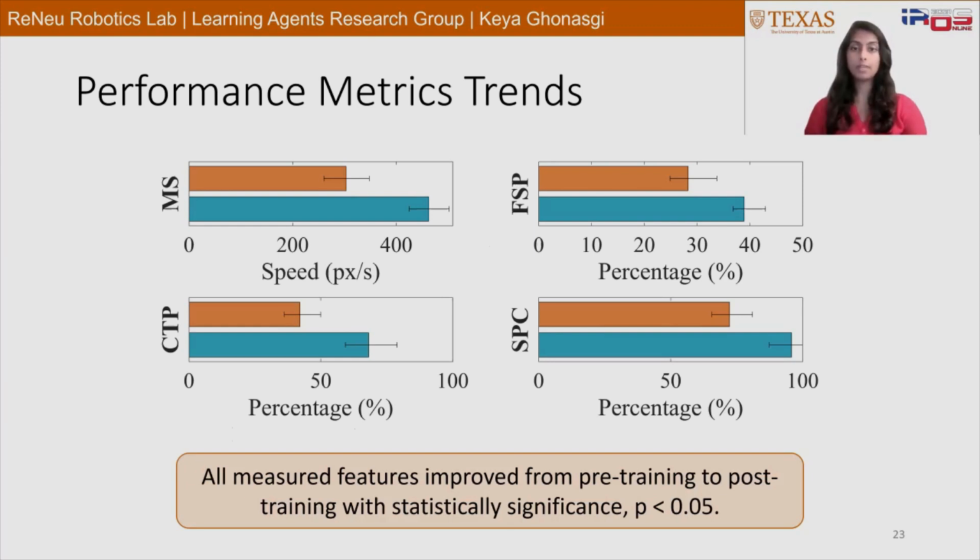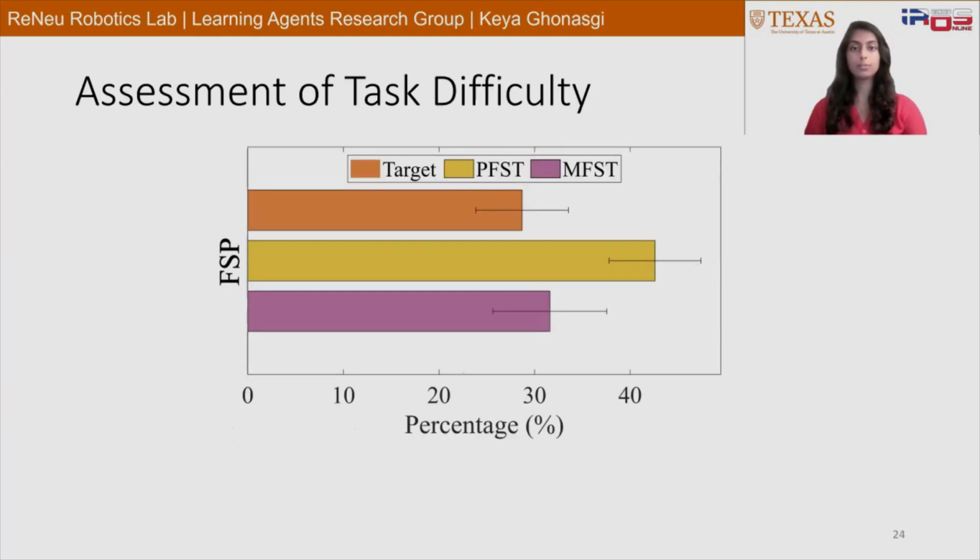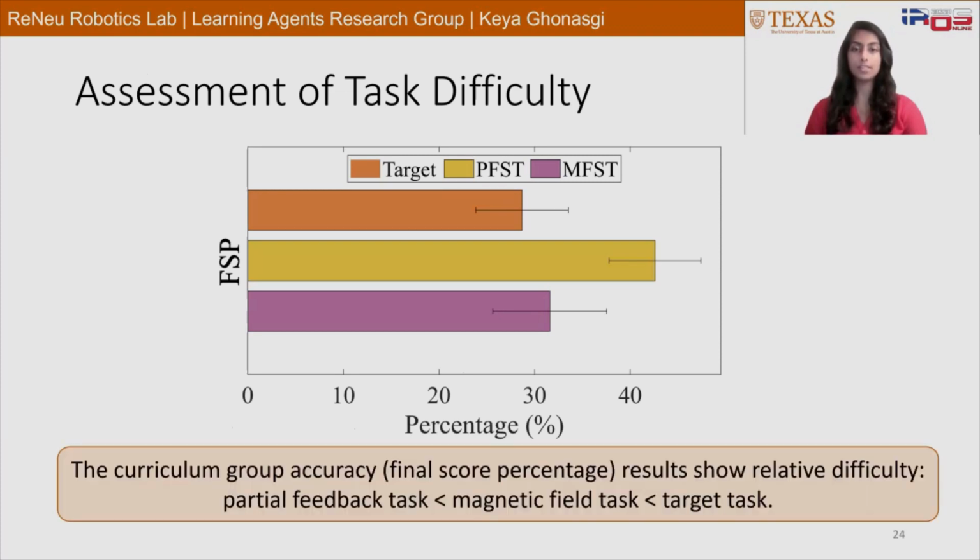Further analysis of the accuracy metric in the curriculum group showed statistically significant difference in the source task difficulty. The partial feedback intervention was found to be the easiest, followed by the magnetic field source task, followed by the target task.